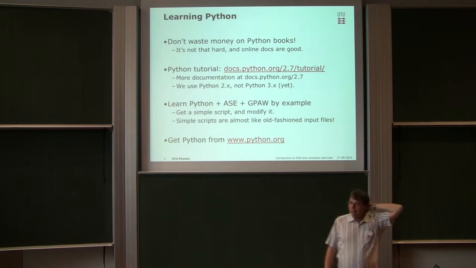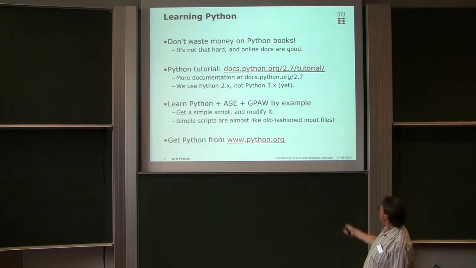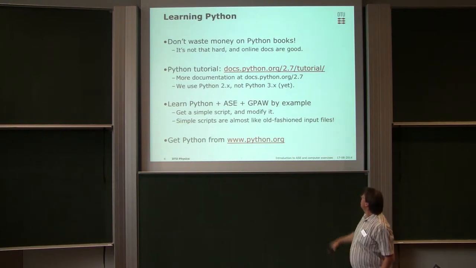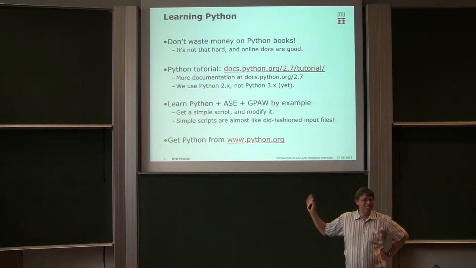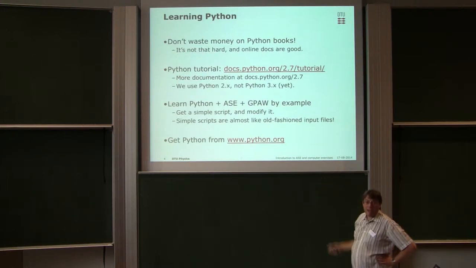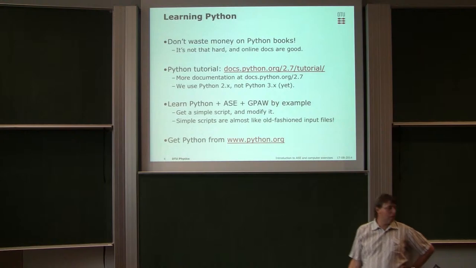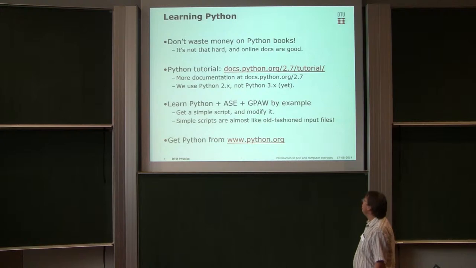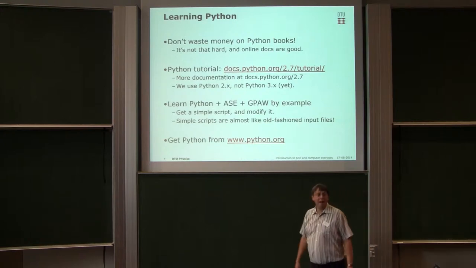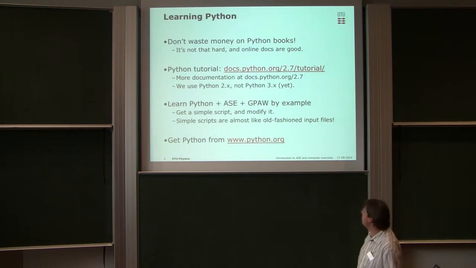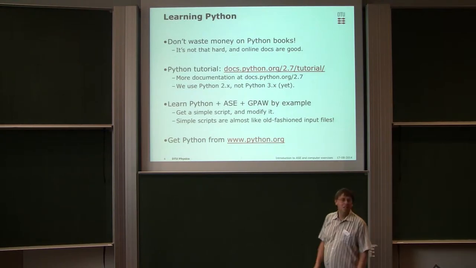So if you're new to Python, the thing you should not do is rush out and buy a book about Python programming. There are excellent books out there, but it's overkill. There's good online documentation. There's a good Python tutorial at the Python website. There's a good reference manual out there also. And if there's something you can't figure out how to do in Python, you just type Python and whatever you can't figure out in Google, and there will be 27 pages explaining how to do it.